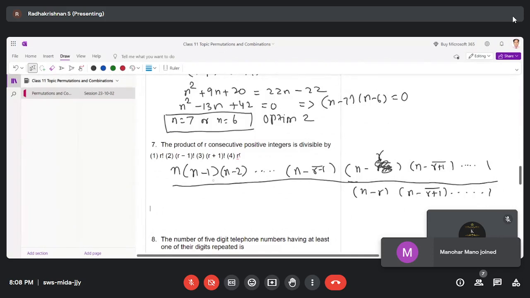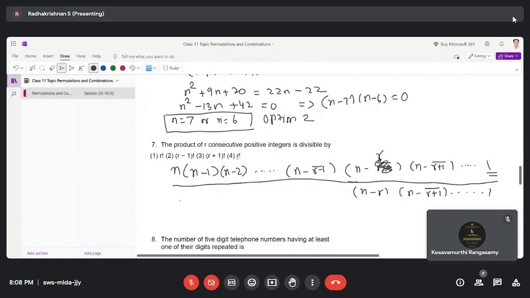So now we have extended it, right? All consecutive numbers up to 1. So what is the numerator now? The numerator is n into n minus 1 into n minus 2 and so on up to 1. You can see now it's all numbers from 1 to n, right?